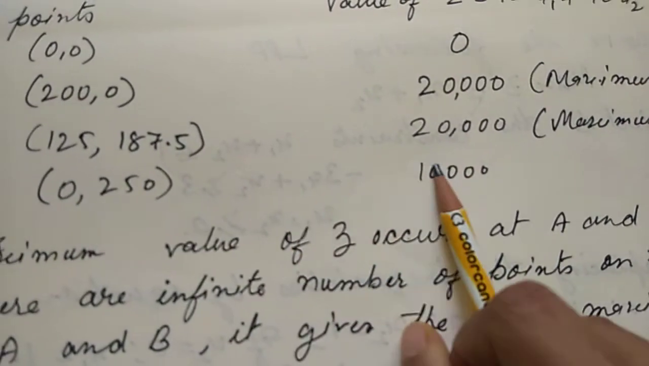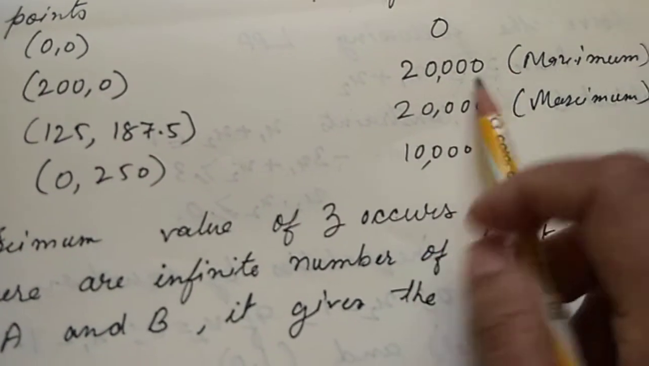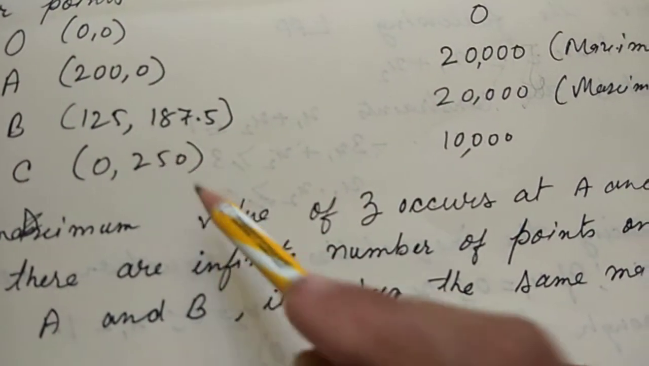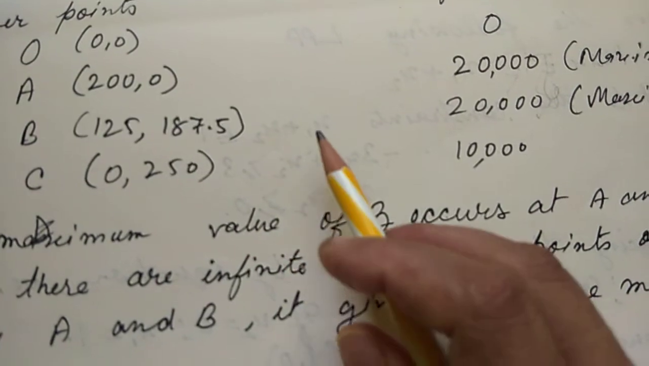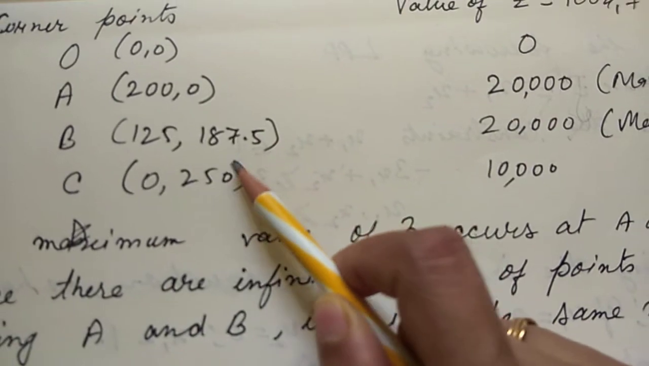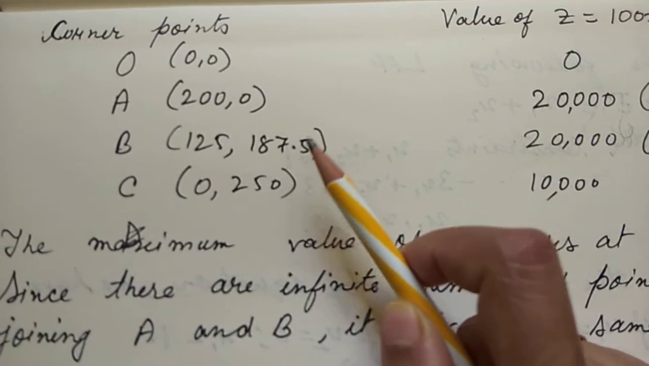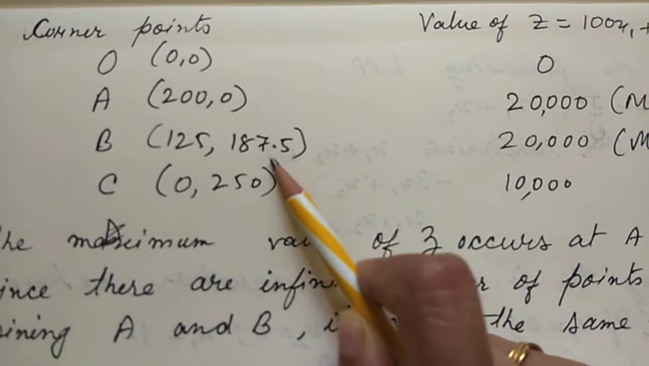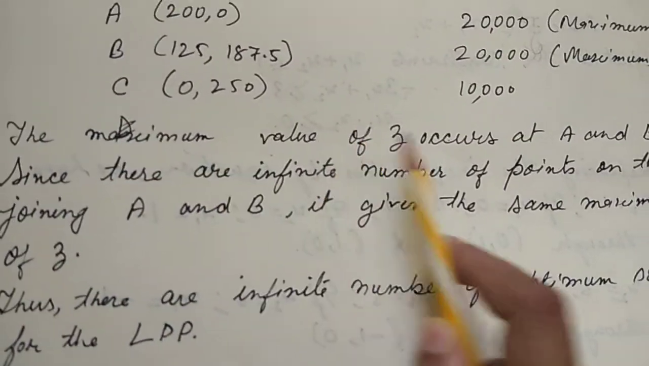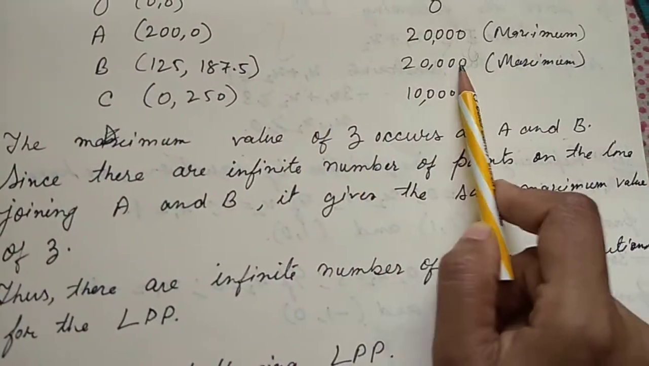So in this case, on the straight line that joins these 2 points A and B, there will be innumerable points. There will be an infinite number of points, and that is why this problem will have an infinite number of solutions. Now you see what we write. We write that the maximum value of z occurs at A and B, which is defined by these calculations.